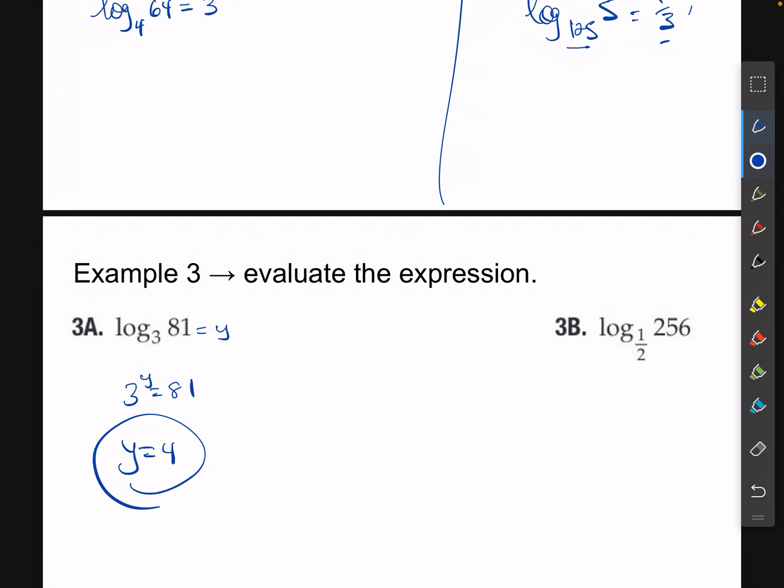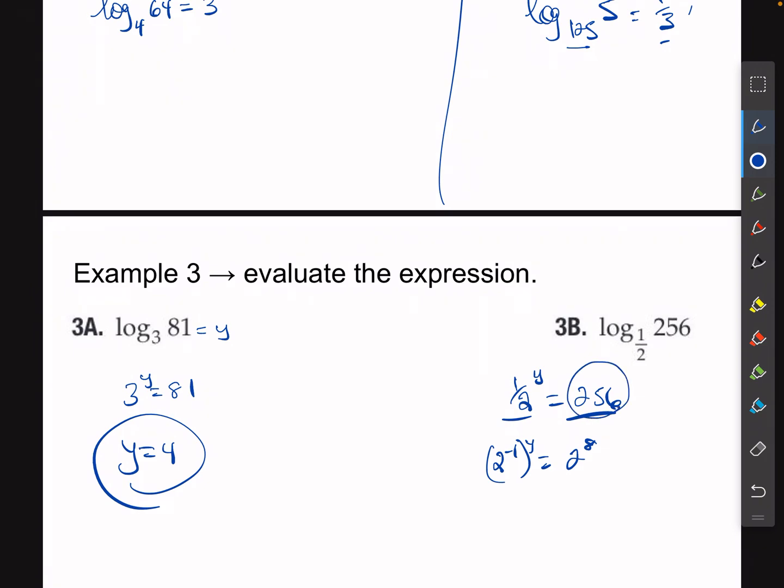Same deal on 3b. We have 1/2 to some power y is equal to 256. Okay, you can start using guess and check here. You can also rethink this, and you can put this both in terms of 2, which you can always do. So this is the same thing as 2 to the negative 1 to the y is equal to 2 to the 8.